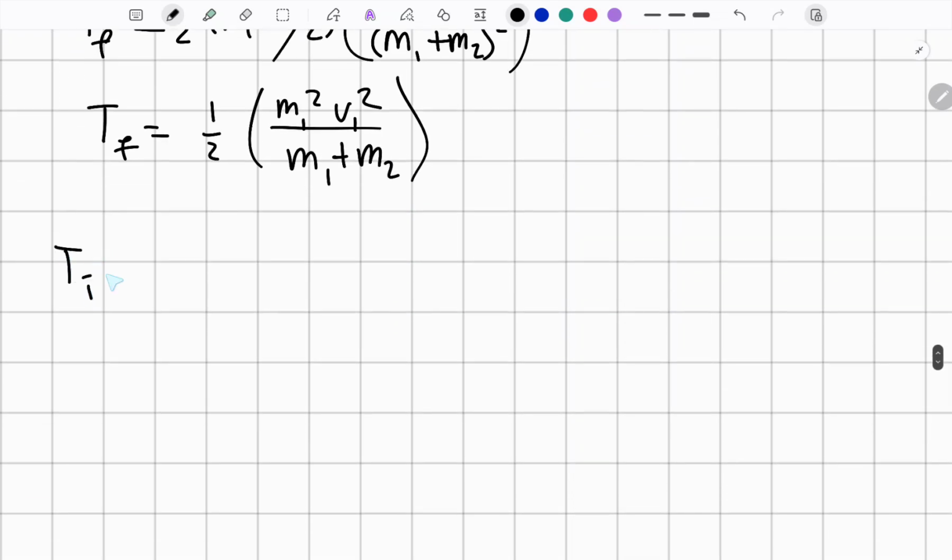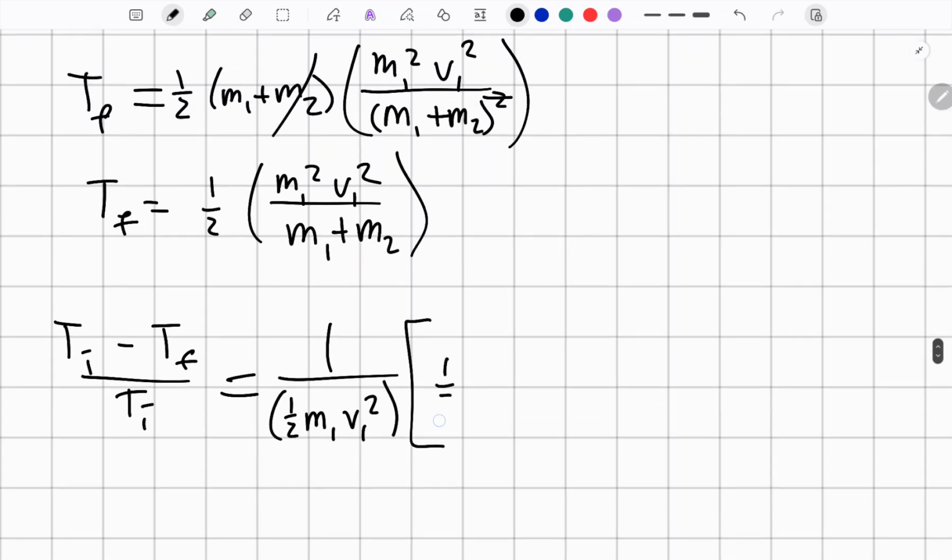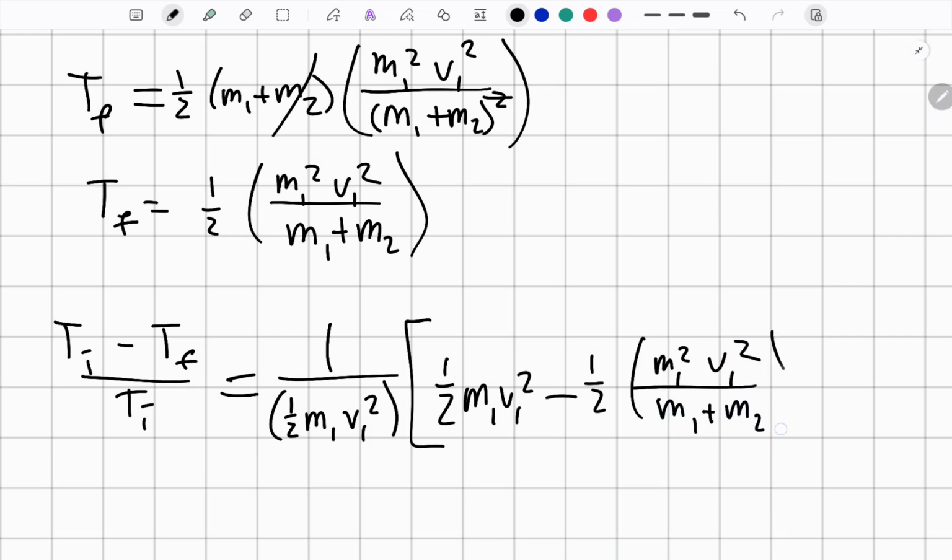Now, we want to take our initial, subtract our final, and divide by the initial. That'll give us our fraction. We have everything we need now. We just need to carry out this operation. So dividing by that initial can be expressed as 1 over 1/2 m1 v1 squared times this whole operation: the initial, 1/2 m1 v1 squared, minus our final, 1/2 m1 squared v1 squared over (m1 + m2).